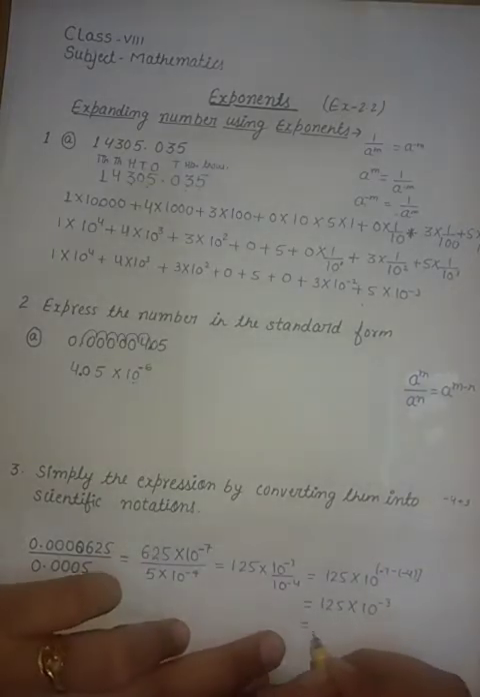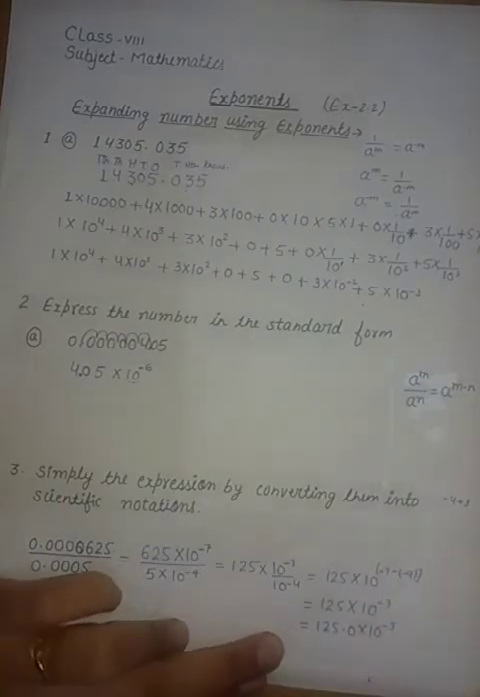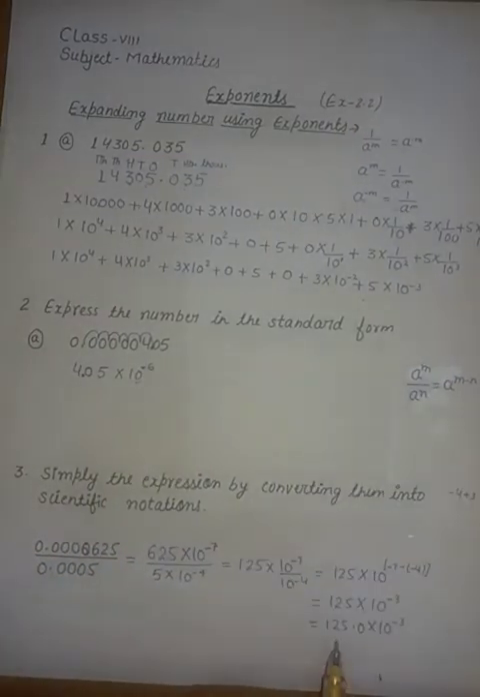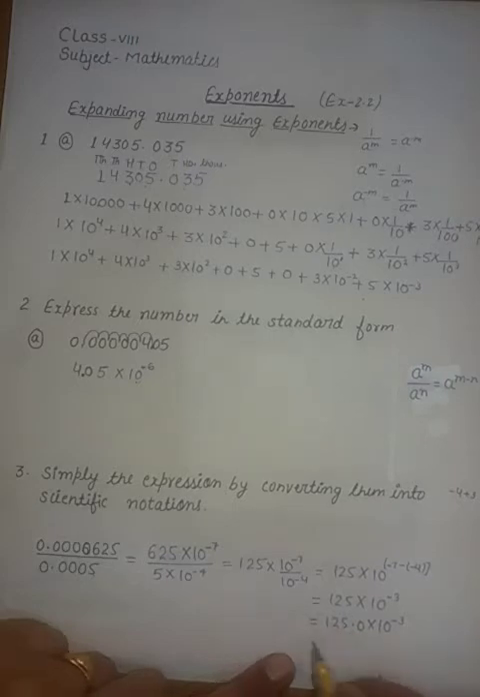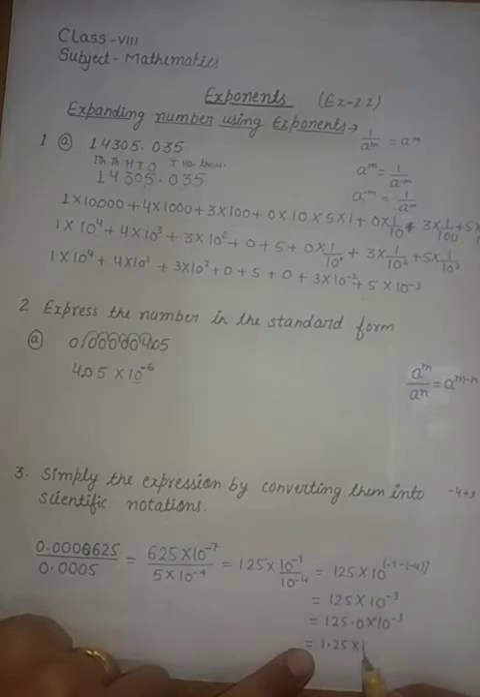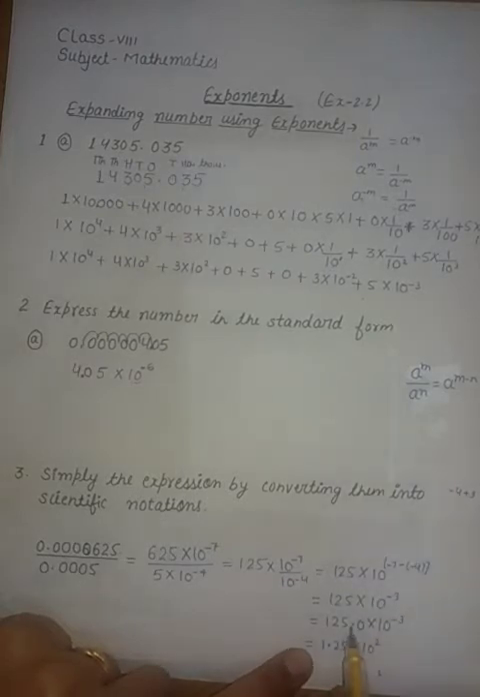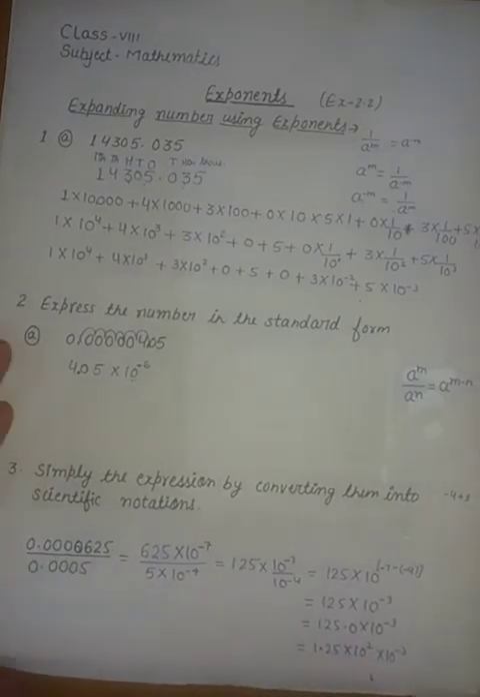I can write it as 125.0 multiplied by 10 raised to the power minus 3. Now I will convert it into scientific notation, means standard form also. I am moving my point to the left side, means I will move my point here, 2 digits, 1, 2. So 125 can be written as 1.25 multiplied by 10 raised to the power 2, because I am moving my point to the left side. And multiply by 10 raised to the power minus 3 as it is.